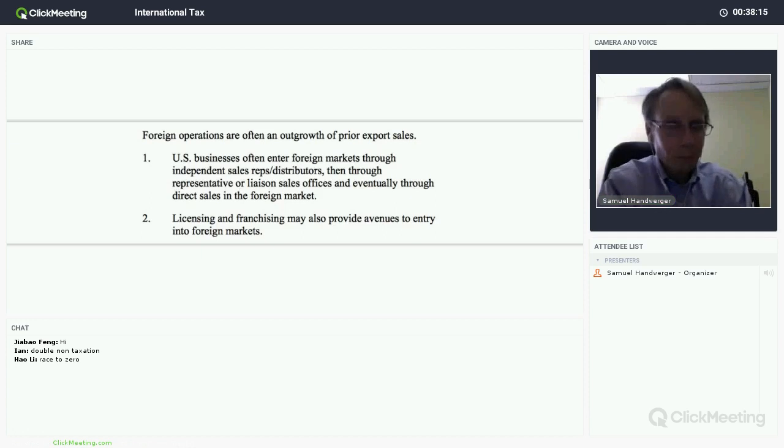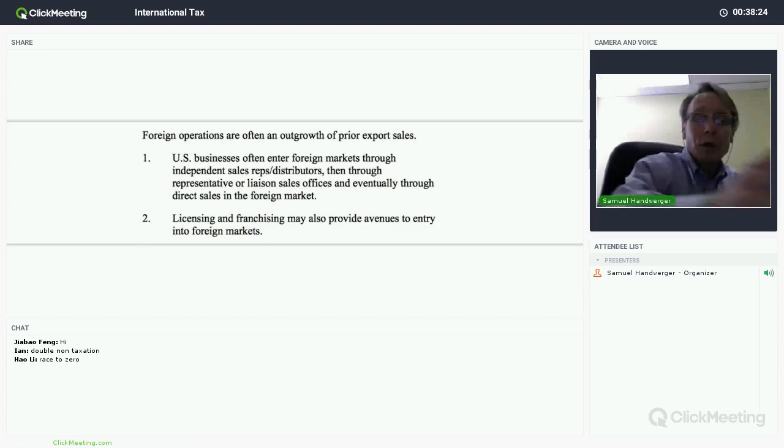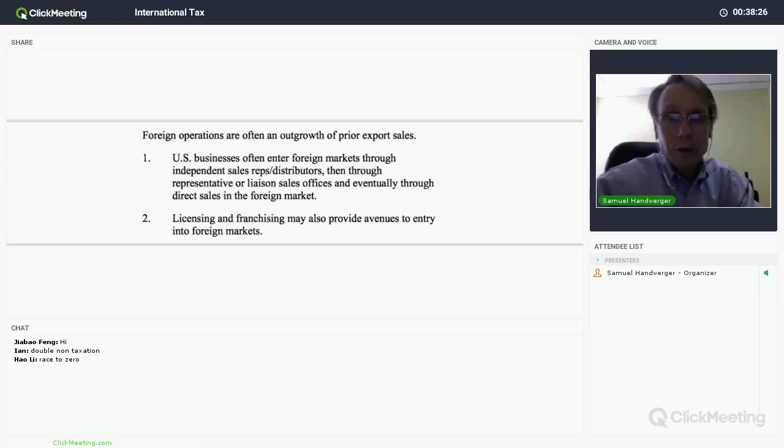But at that point, we may be doing something that's interesting. And here's what we'll mean by that. So the number one bullet is that it's generally an evolution from independent sales reps or distributors, and then to we send our own reps, we have our own office, and we're making our own sales. That's the general evolution. Again, no rules to this, it's just the way businesses often operate.